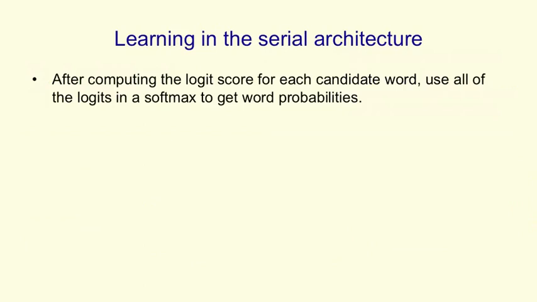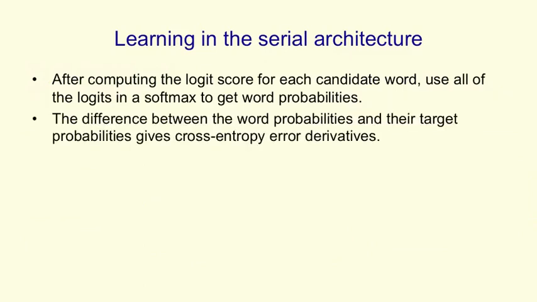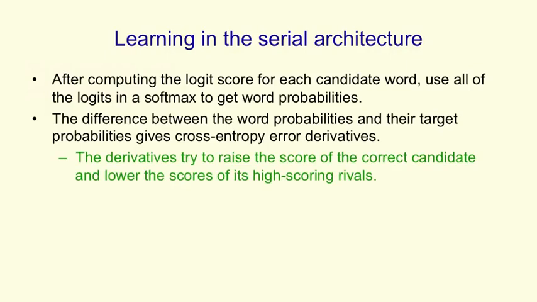Learning in the serial architecture works in the following way. We first compute the score for each possible candidate word, and then we put all those scores, which we computed sequentially, into a big softmax to get word probabilities. Now the difference between the word probabilities and their target probabilities, which is normally 1 for the correct word and 0 for everything else, gives us the cross-entropy error derivatives, and we use those derivatives to change the weights in such a way that we raise the score for the correct candidate and we lower the scores for all of its high-scoring rivals.